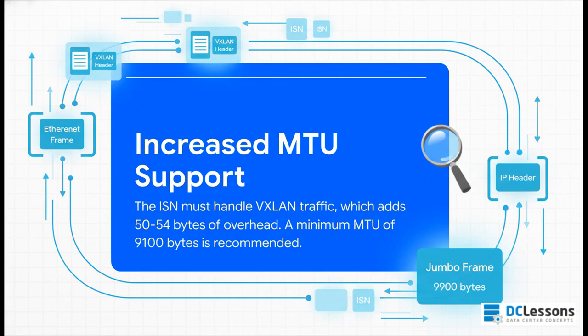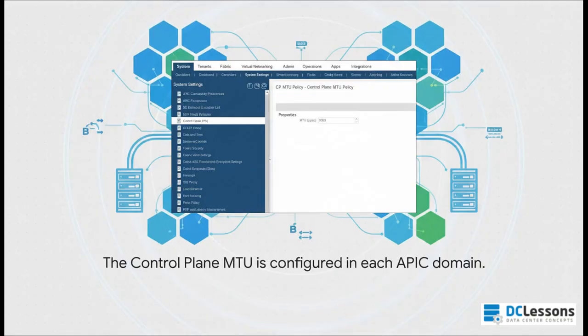So the standard recommendation is to set your MTU to at least 9100 bytes everywhere. And inside ACI itself, this is where you actually set it. You go into each APIC domain, right into the control plane MTU policy. Setting this is absolutely critical because it tells the BGP EVPN control plane, hey, it's okay to send those bigger packets now because we've made sure the network can handle it.